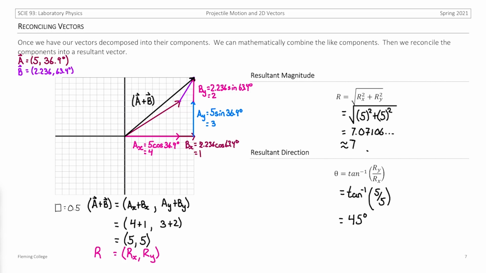So if we go back to our sketch, that 45 degrees is measured in from the positive x horizontal axis. So our 45 degrees is here. And our magnitude is the length of the black line, so that 7 goes here.